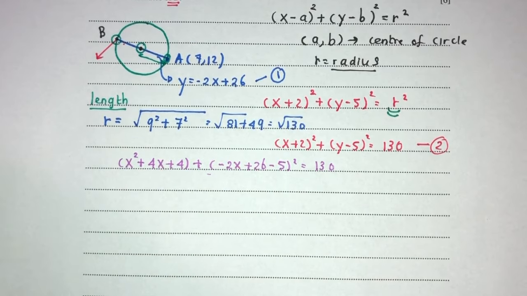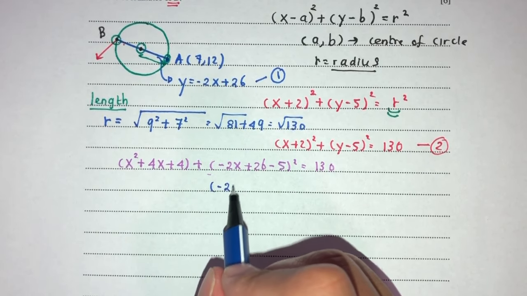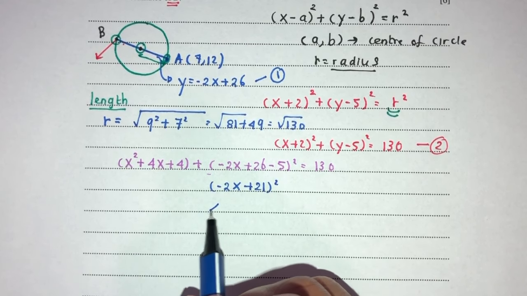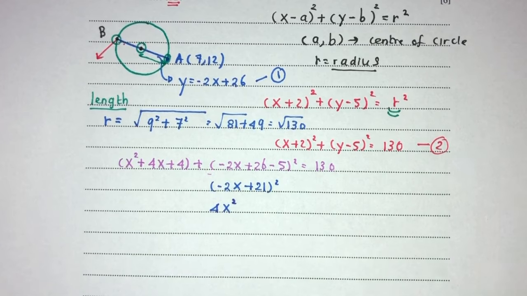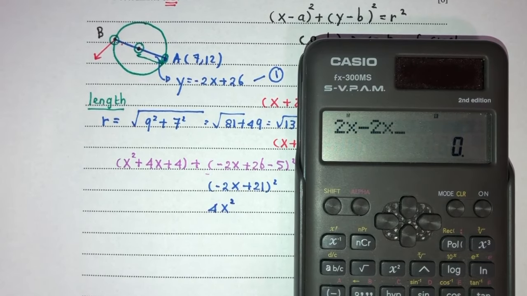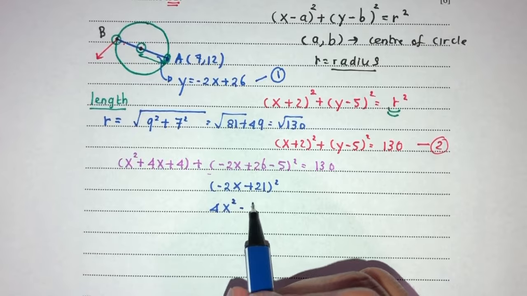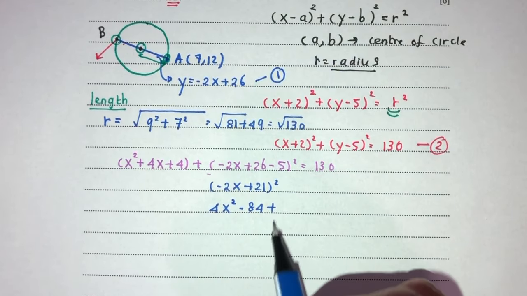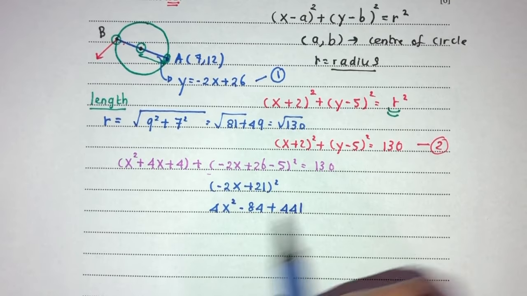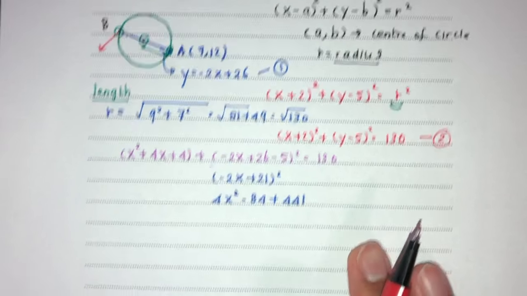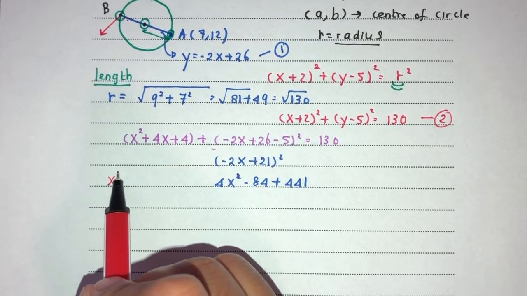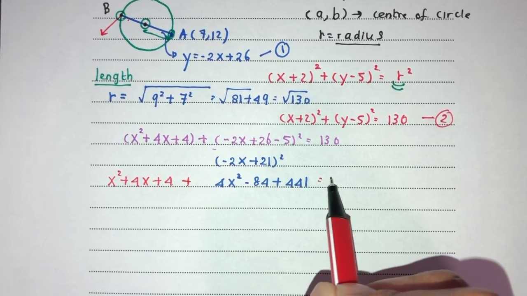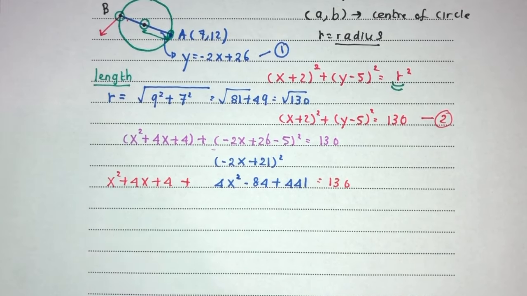Now simplify this. That will become (minus 2x plus 21) squared. That should become 4x squared. That will become 2 times minus 2 times 21, which should be minus 84x, and plus 21 squared is the value of 441. Now replace everything back, so that should become, here we have x squared plus 4x plus 4 plus the rest equal to 130. So now we have to simplify this whole equation and see what happens.